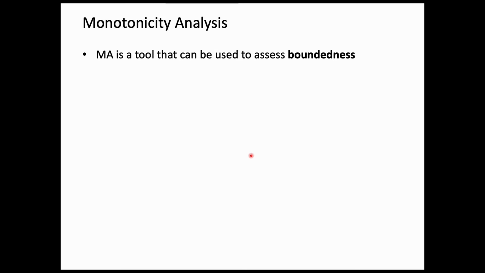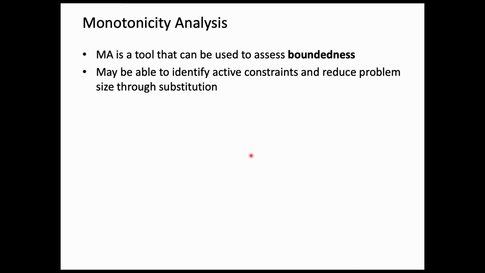We could see that visually, graphically, but what if we have a problem that is higher dimensional? It's not something that we can easily visualize, or if it's based on some type of functions that are expensive to calculate. We would like to assess boundedness without having to perform visualization. Monotonicity analysis is a tool that can help us do that.